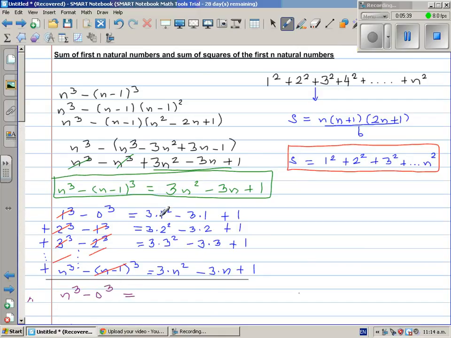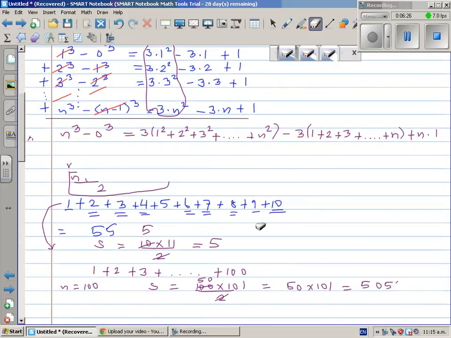That's equal to, on the right hand side, when you add all this, what will happen? You can factor the 3 out, and you'll have 1 squared plus 2 squared plus 3 squared plus dot dot dot plus n squared. And if you factor the minus 3 out from the next term, you'll have 1 plus 2 plus 3 plus dot dot dot plus n. And you're adding how many ones? You're adding n lots of 1. So this is plus n times 1. Okay, so we're almost there. Okay, so let me delete that.